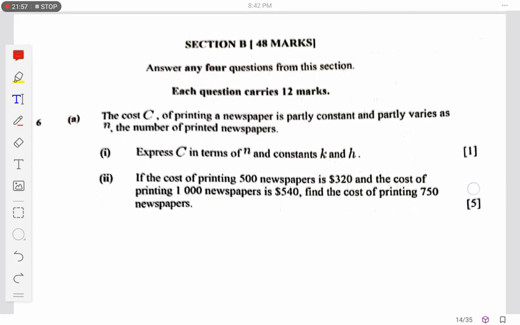Section B has 48 marks. You can choose 4 questions.